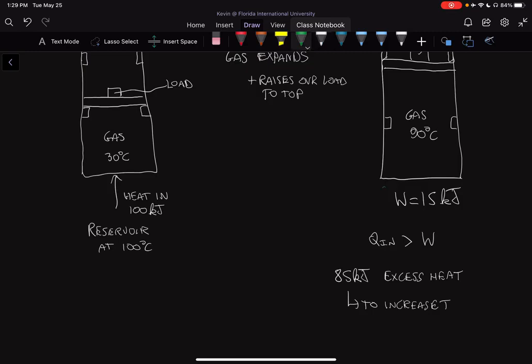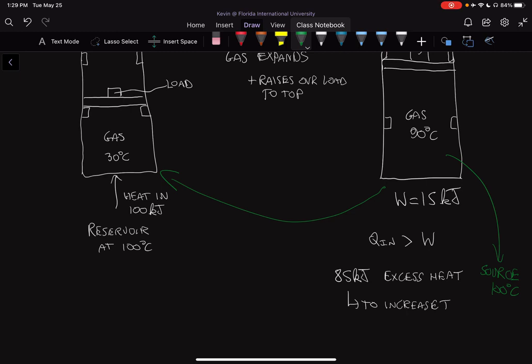So our goal is to bring our system back to the starting position. Is it possible to transfer our 90 degrees to our source, which is at 100 degrees? No, we can't, because we can't transfer heat that is at 90 degrees Celsius to something that's already at 100 degrees Celsius. We can't go that way.